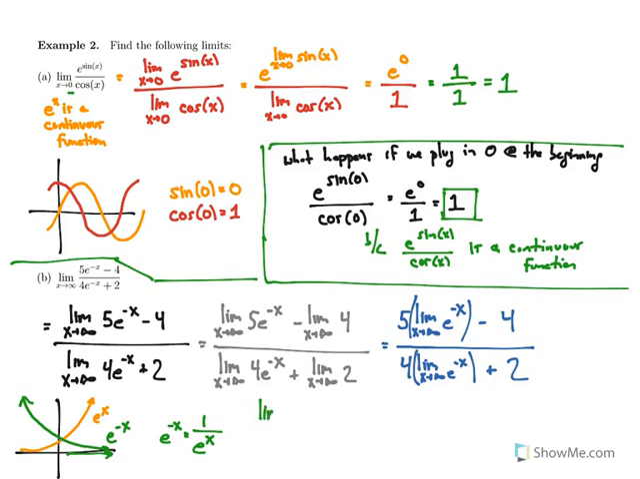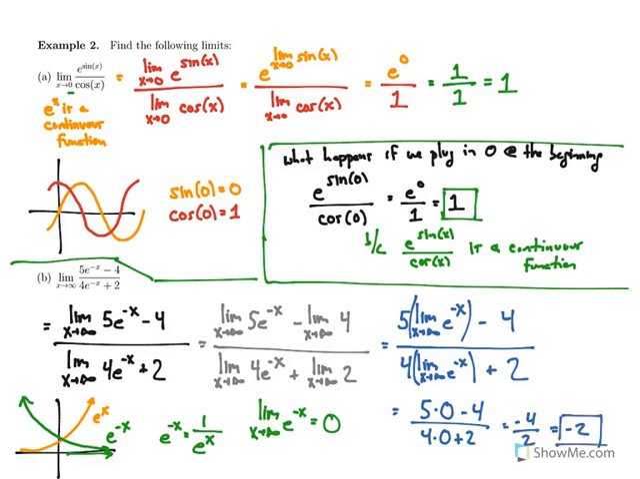So this limit is equal to 0, which means that this whole thing is going to be 5 times 0 minus 4 over 4 times 0 plus 2, negative 4 over 2, negative 2. And the properties of limits just allows us to get this problem down to just this limit of e to the negative x. That's the only real limit that we have to do. Everything else just kind of comes for free.